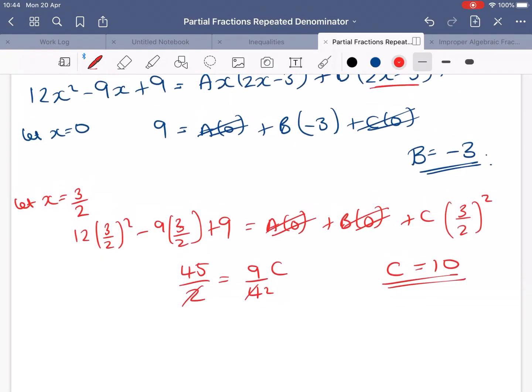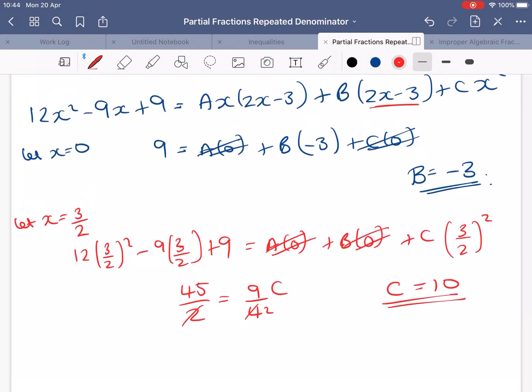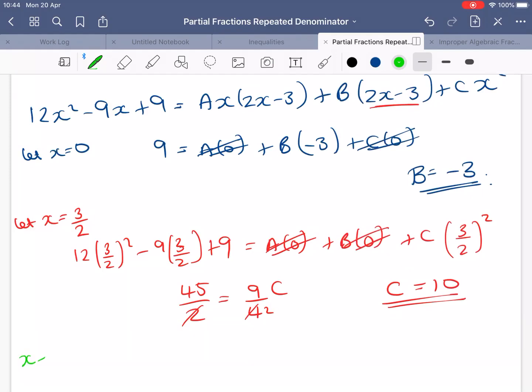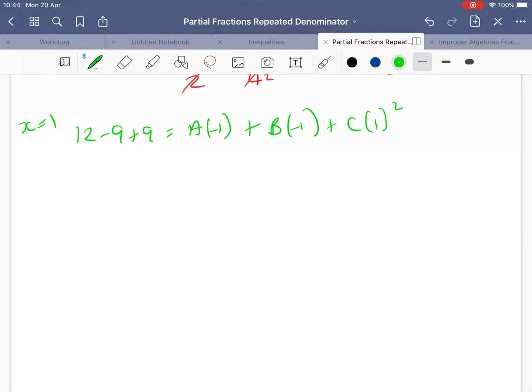I've used the value of x equals 0, so I can't use x equals 0 again. So we're going to use x equals 1, because that's always quite a nice one. So we've got 12 minus 9 plus 9 equals A times 1 times 2 times 1 minus 3, so that's times minus 1, plus B times minus 1 plus C times 1 squared. Okay, so you've got 12 equals minus A minus B plus C.